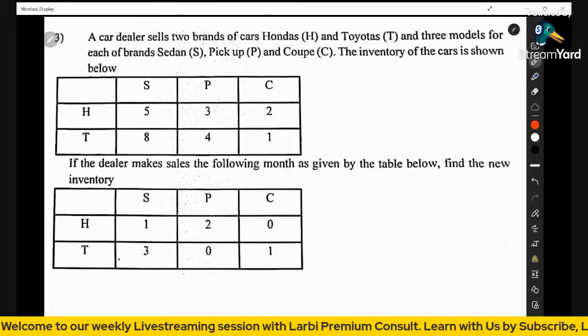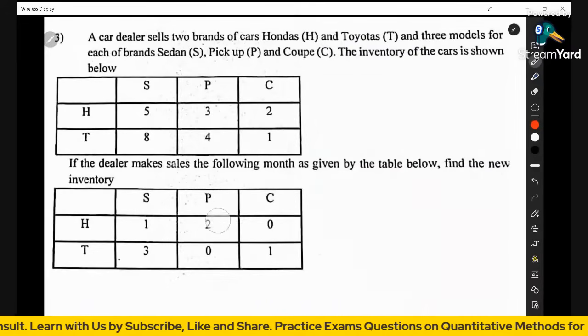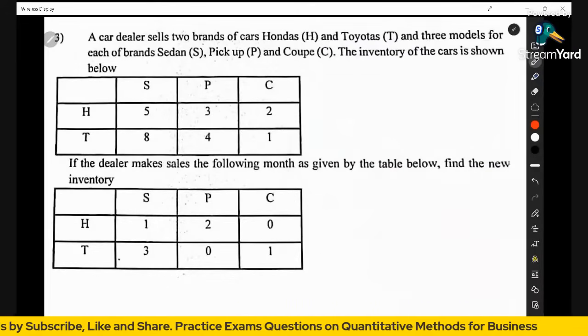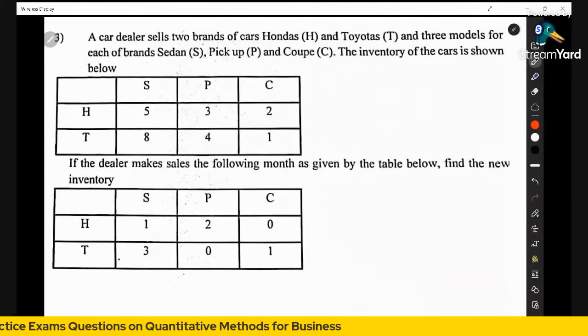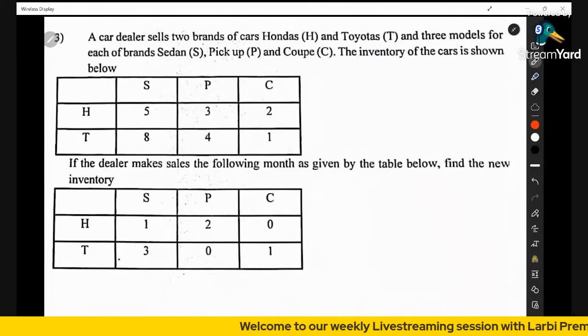Okay. It tells us that the dealer makes sales the following month as given by the table below. So this is a sale that the dealer has made. Find the new inventory. So what is happening here? We have the old inventory in stock to be this, and then the dealer has made a sale for a particular month, which was given as this. So the question asks how much of the inventory of Hyundai and Toyota brands is left.